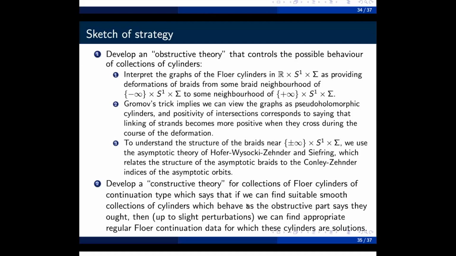You build this by hand. It turns out that, at least for continuation type cylinders, you can find suitable smooth collections of cylinders, and perturb and adjust them so that you can make them appropriate solutions to some continuation type data. In fact, you need them to be regular continuation type data, and you can do this. Once you do that, this gives you a pretty good understanding of the index one cylinders that exist and define your continuation maps.